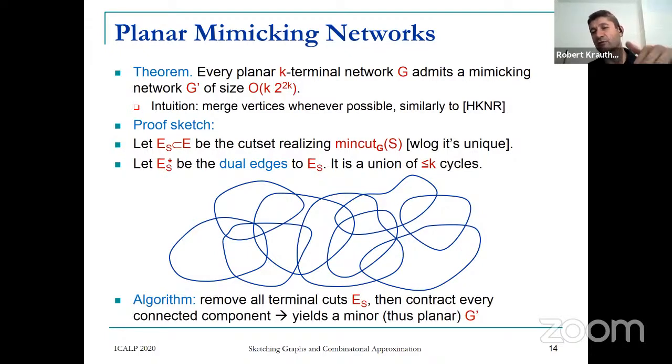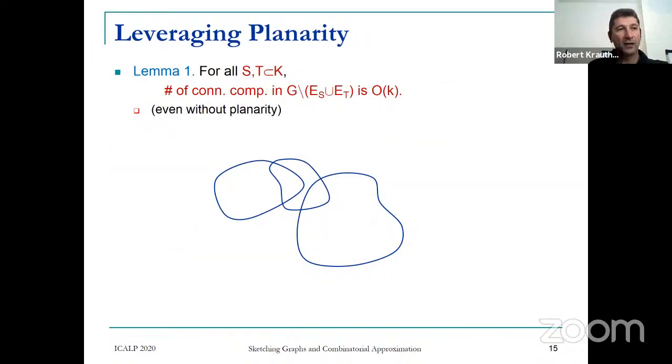Now, a simple argument shows that the cuts will not change much, because I'm only contracting things that the cut didn't care about anyway. They were two vertices that were never cut anyway. It's the same argument as before. The question is, can we bound the size of this graph? And here is the argument in a nutshell, in one slide.